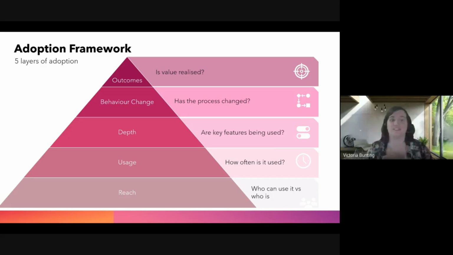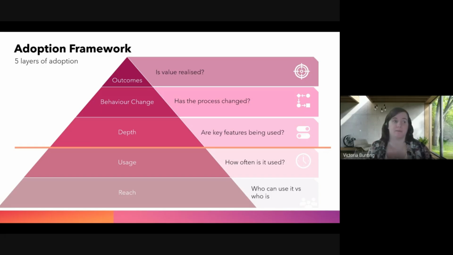So the first is reach. Can people actually use it? Are they set up? Are they trained? Are they enabled to use this solution or this process change? Then there's usage. How often are they using it? Are they using it at all? Making sure that it's actually resonating. And that's where a lot of organisations tend to stop. They don't look any further than that. They just look at, are they using it and can they use it? And a lot of organisations stop at that point, whereas you really need to get into the depths of it.